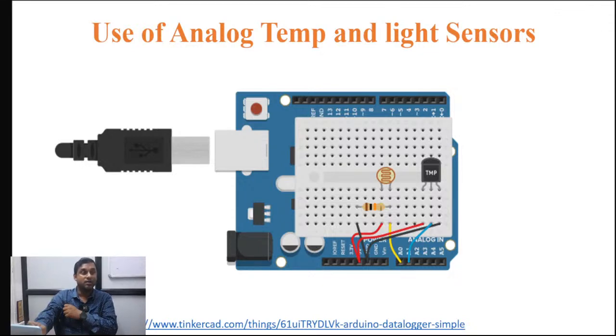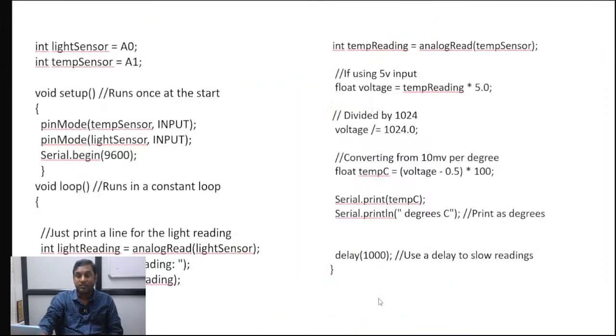So you can see in this code, we are first using the integer data type. First is light sensor, a variable which is assigned as pin number A0. Then another integer data type is assigned to pin number A1. It is called temperature sensor. So we'll run the code first.